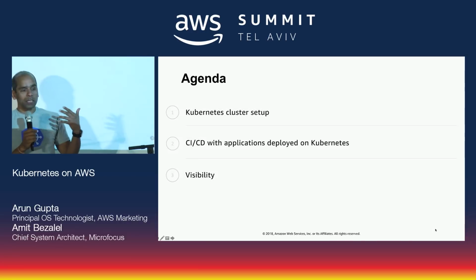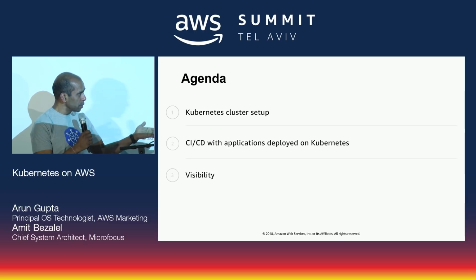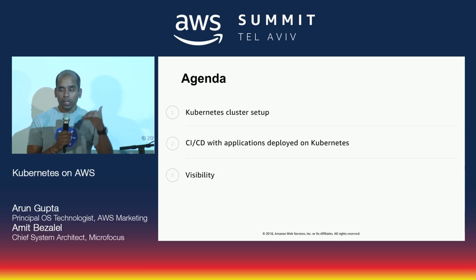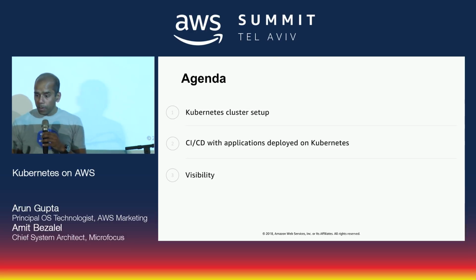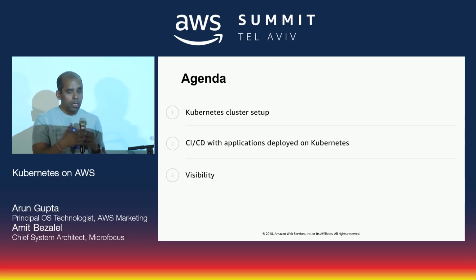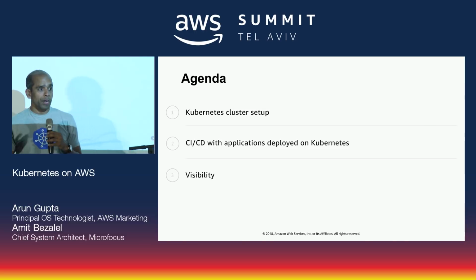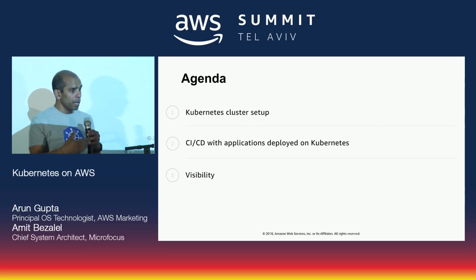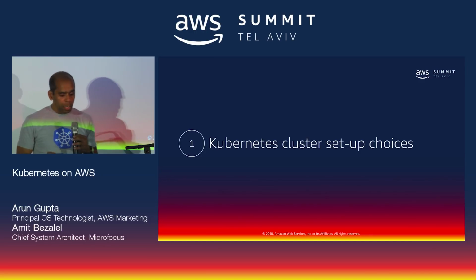The way we're going to tell the story is we'll start with Kubernetes cluster setup. I'll talk about it. Then Amit will talk about how they're doing it in production. Then I'll talk about what the CI/CD options are, how people are building deployment pipelines. Then Amit will talk about what they are doing. And then I'll finally talk about visibility. You may call that logging, metrics, monitoring, all different ways. I'll show you the different options, and then we'll pass it back to Amit. So let's jump right into it.